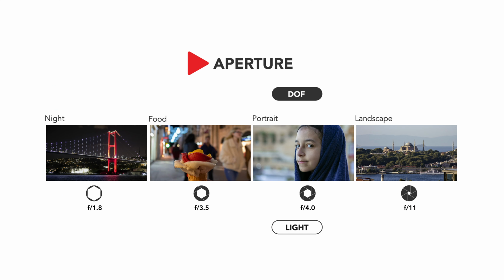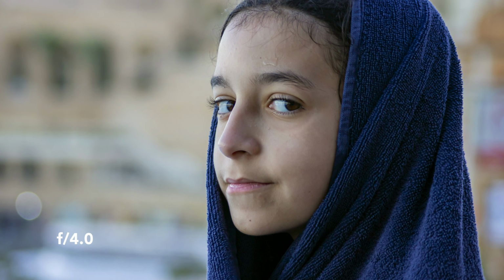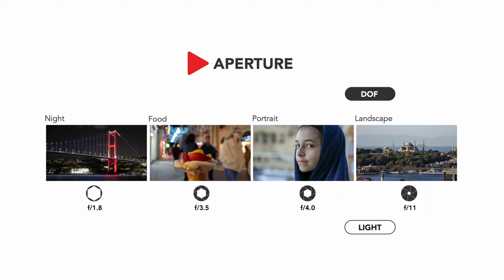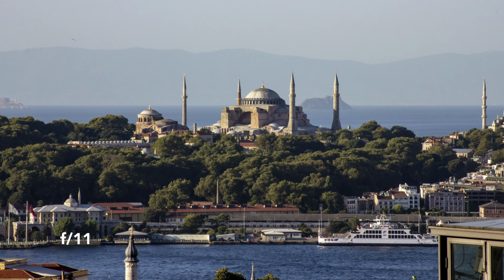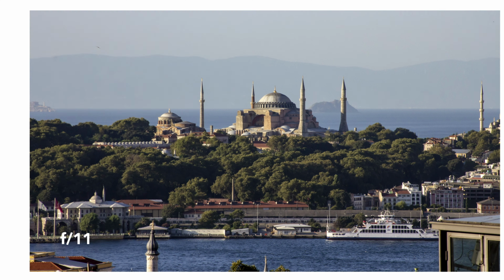In portrait photography, the best solution is to use shallow depth of field when the subject will be in focus and the background will be out of focus and blurry. And that will make your subject stand out. On the other hand, if you are shooting a landscape, you need a great depth of field. f11 or more will be the best solution. This will make everything in focus: foreground, midground, and background.